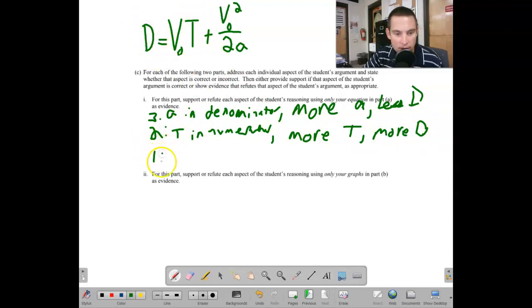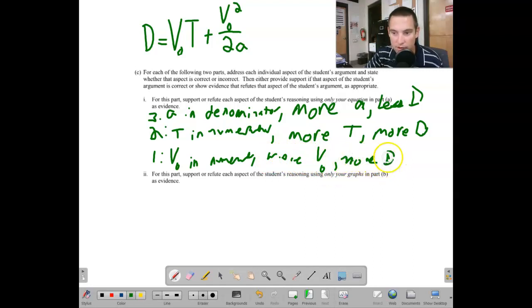And then the last one is talking about initial velocity and its relationship to D. Well, it's also in the numerator here too, right? So V naught is in the numerator. So the more starting velocity, the more distance you would travel to stop. Sorry, so sloppy. You'll just have to read it.